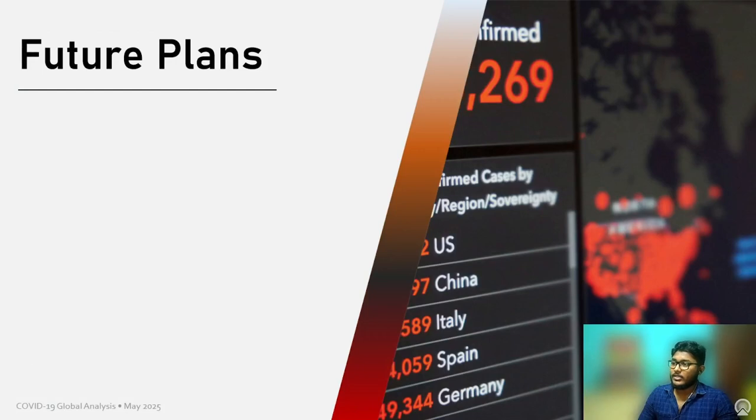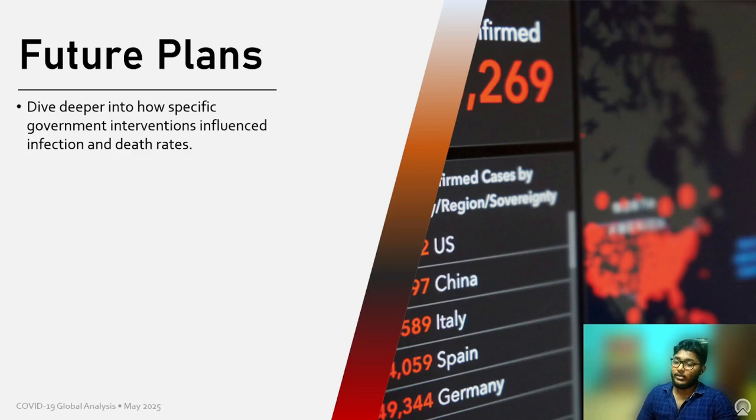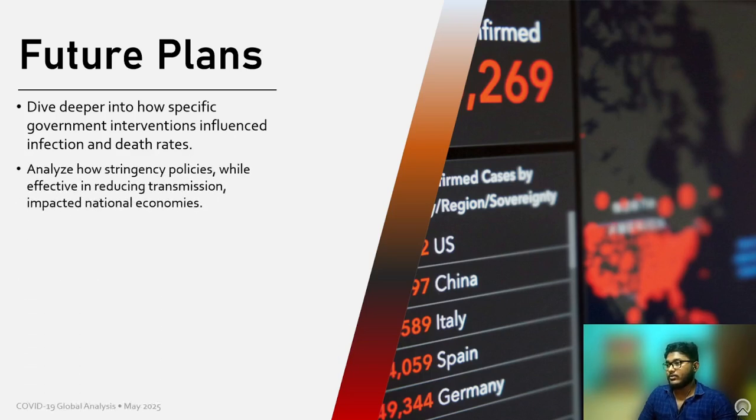Now, this is version 1 of this project. I'm planning to make a second version with much more insights. The first thing is to dive deeper into how specific government interventions influenced infection and death rates. And what I mean by specific government interventions is things like school closing, mask mandates, economic interventions, vaccination interventions. There are multiple various interventions and policies the governments implemented during COVID. I'd like to look at how each of them affected the pandemic in different ways. That is one of the future plans.